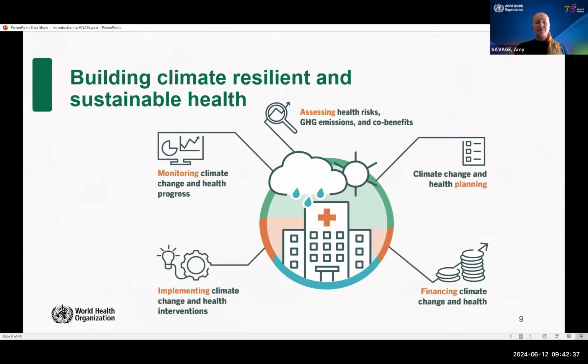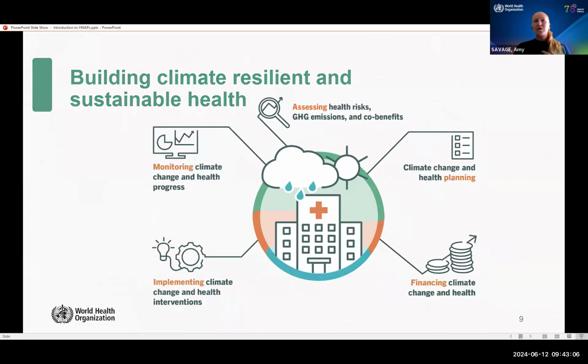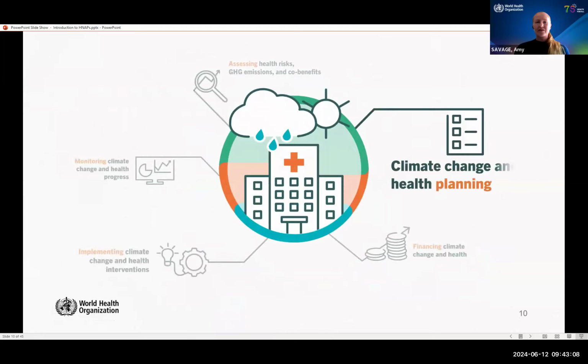So this is a visual representation that we developed of how WHO supports countries in building a climate resilient and sustainable health system. So first, of course, we need to understand what are the health risks, what are our greenhouse gas emissions in the health sector, and also what are the health co-benefits of different mitigation and adaptation actions, both in the health sector and outside the health sector. And then once we have a clear understanding of the situation, we then want to develop our plans.